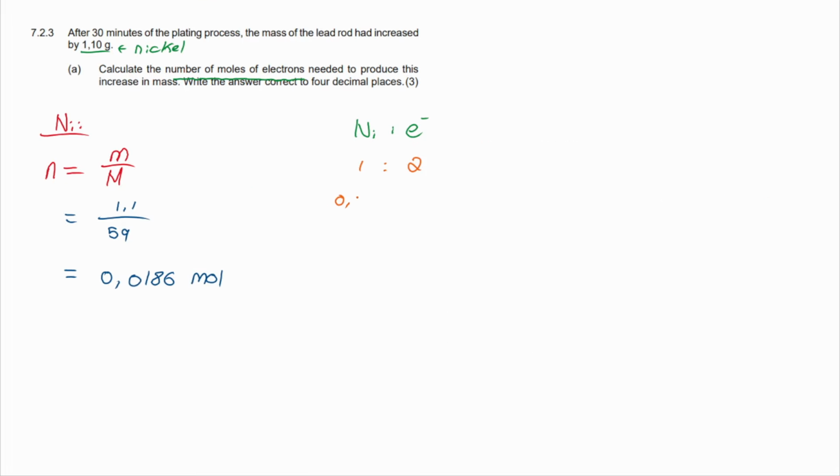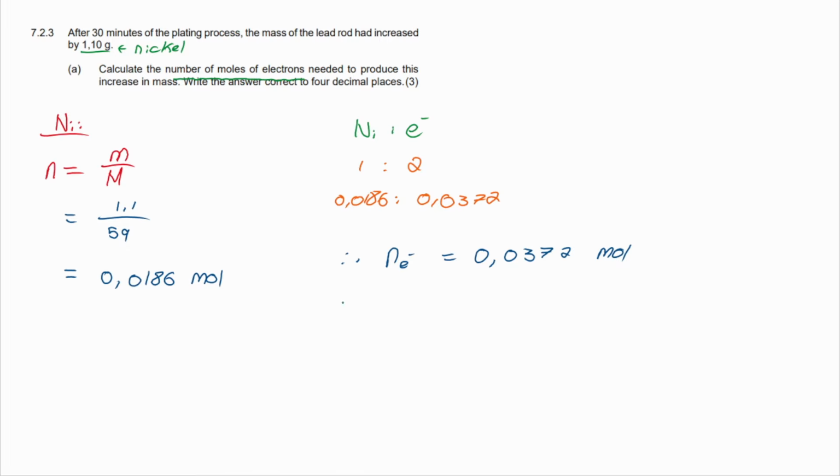So here we have 0,0186 mole. What we do is we just times that by 2. And what do we get? 0.0186 times 2. We get 0,0372. Okay. So now we just need to make a conclusion. We say therefore the moles of electrons is 0.0372 mole. Over there. So that's what we have.